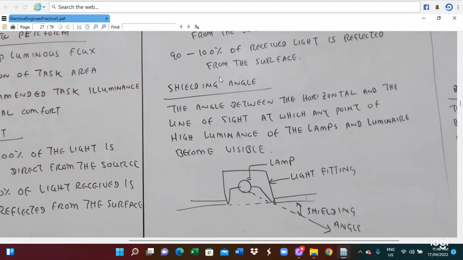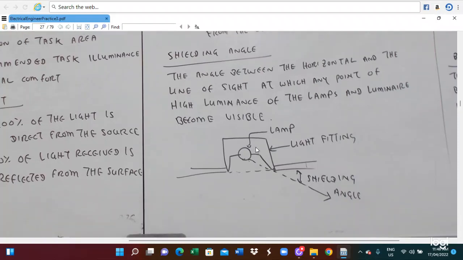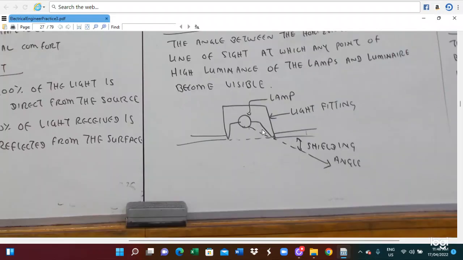Here we are talking about the shielding angle. The angle between the horizontal and the line of sight at which any point of high luminance on the lens and luminaire becomes visible. So this is the light, and this is the light shielding angle. The angle between the horizontal and the line of sight at which any point of high luminance on the lens and luminaire becomes visible.